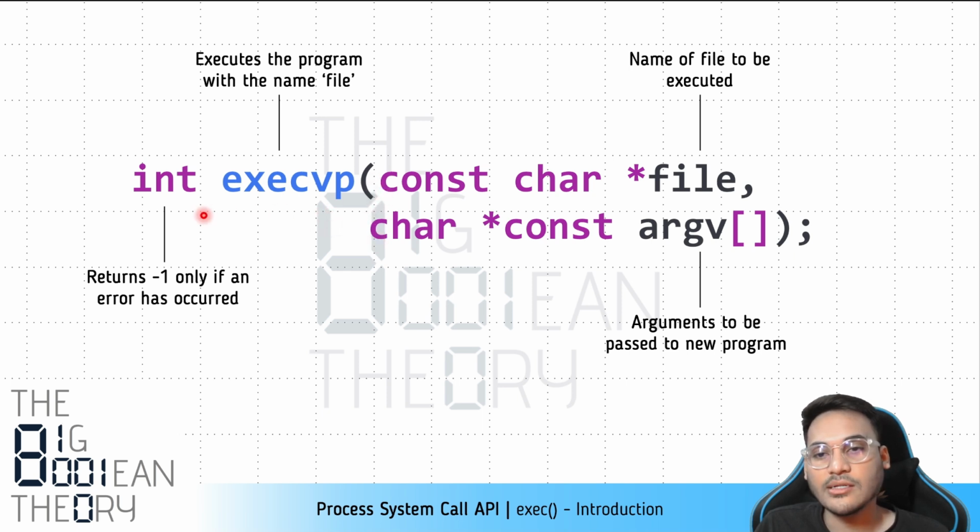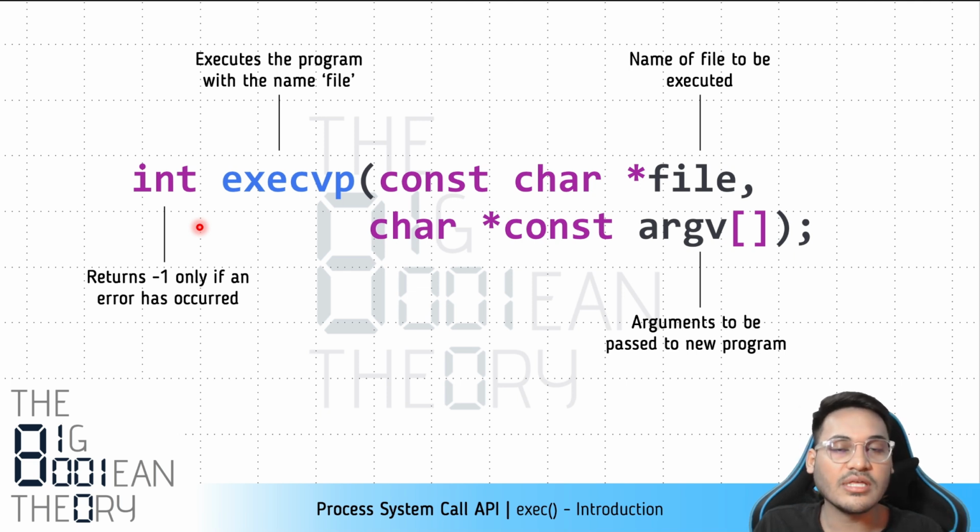And what does it return? If the execvp or exec system call is successful, it does not return. As you will see, once the exec call is successful, we start executing a new program. The old program where the invocation of the exec system call was, we never return to that program. We'll see how it works. So the return value of the exec system call is like this.